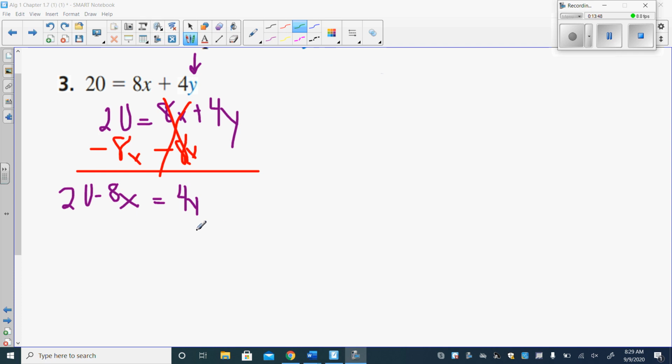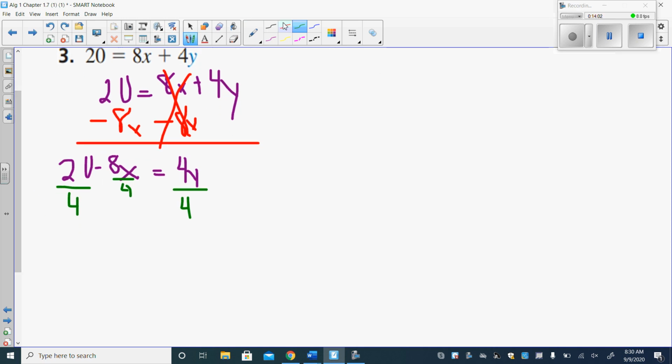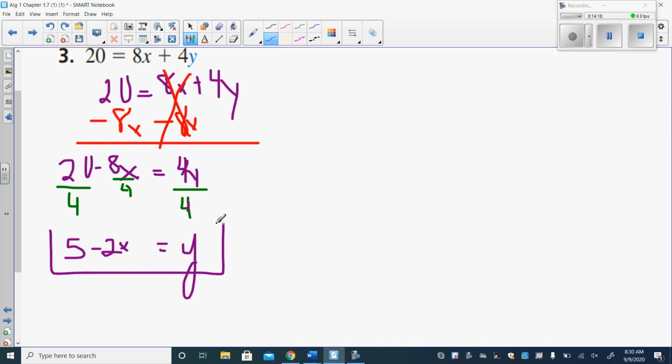Now, what we're going to do next is get y by itself, because here we have 4y. We just want y. So to simplify the 4, we're going to divide everything by 4. Because 4 divided by 4 is 1, so we're left with y. 20 divided by 4 is going to be 5. Minus 8 divided by 4 is 2, and we have our x. So we have that y is equal to 5 minus 2x. And that's all we have to do for this here. That's what we need to do to solve for this.